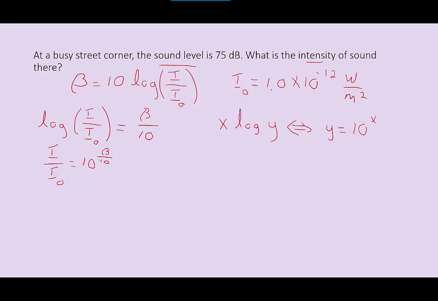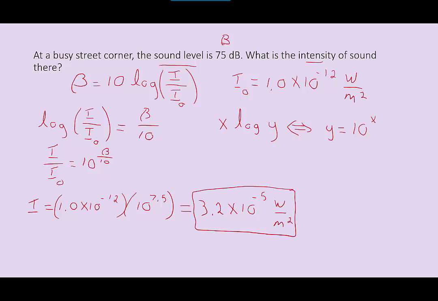So now I know that my beta is 75. I know my I naught. I can go ahead and plug some numbers in here. And I is equal to 1.0 times 10 to the negative 12 times 10 to the 7.5, because 75 divided by 10 is 7.5. Plug that into the calculator and I find out that the intensity on a busy street corner at 75 decibels is 3.2 times 10 to the negative 5 watts per square meter.